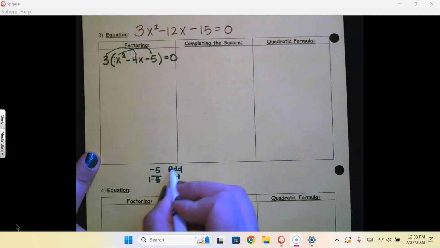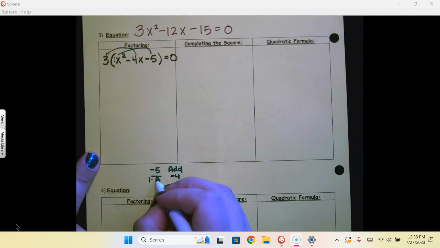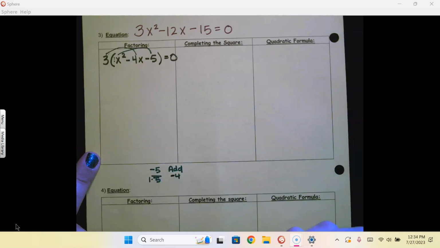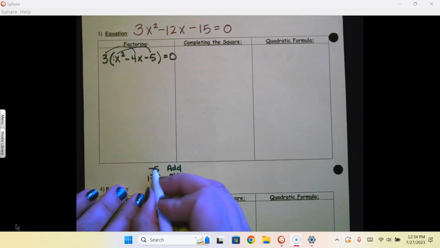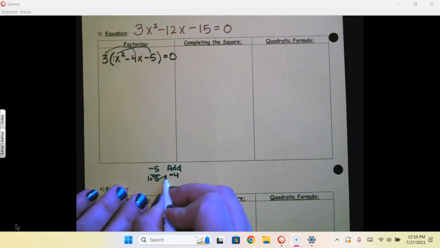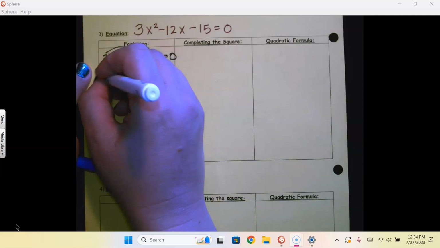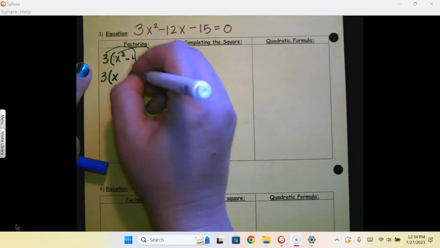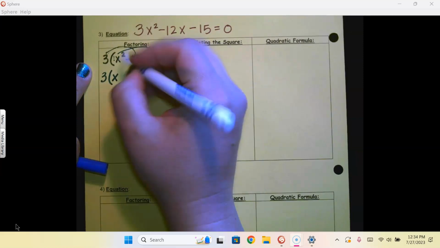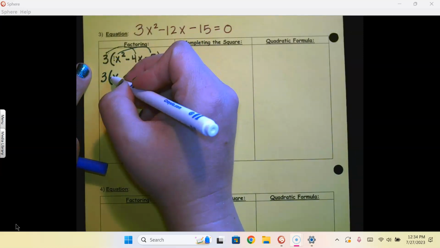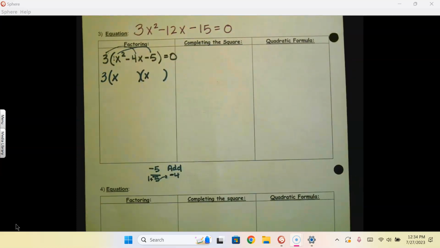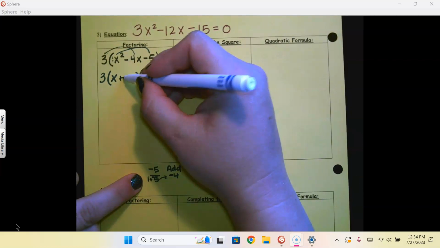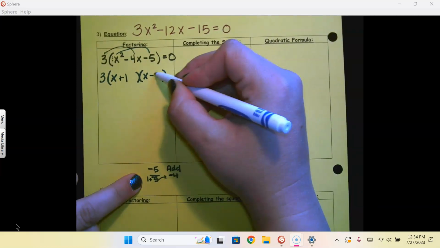So the bigger number always matches the sign of this. So since it has to add to a negative, out of these two, 5's bigger, so I know it has to be the negative. And that would work. 1 times negative 5 is negative 5, and 1 plus negative 5 is negative 4. So then I'm going to bring down this 3, and then I'm going to have an x here and an x here. Since there's no number in front, it's just going to be a 1x and a 1x here, because x times x is x squared. And then I'm going to take my positive 1 that I found here and my negative 5.